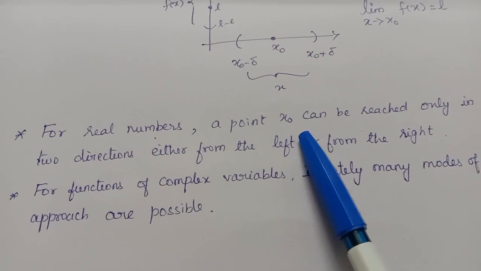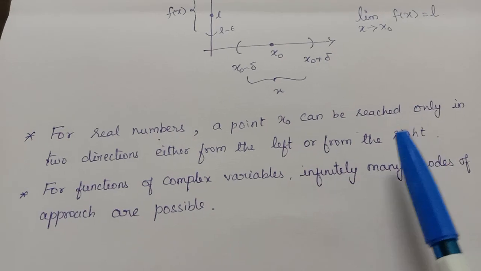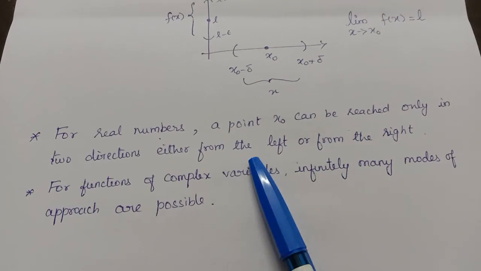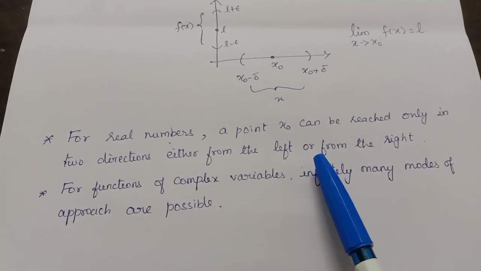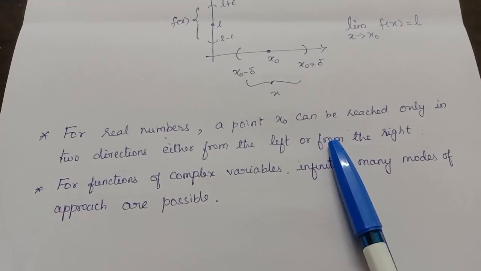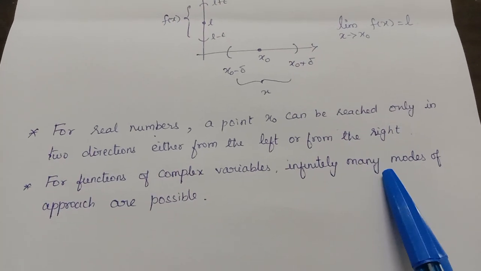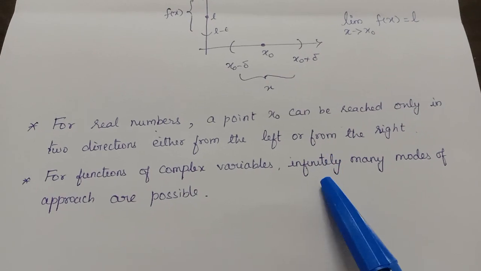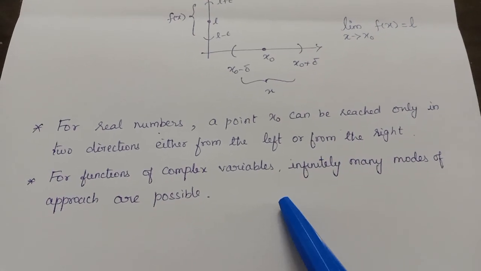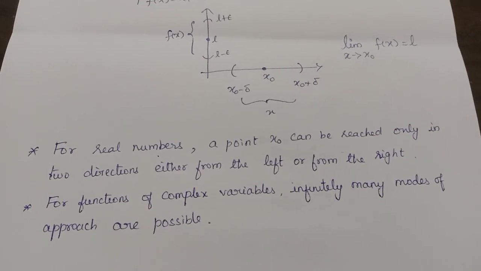For real numbers, a point x naught can be reached only in two directions, either from the left or from the right. So if both the left side limit and right side limit are equal, and it is also equal to the value of the function at that point, then we say the limit exists. For functions of complex variables, infinitely many modes of approach are possible, and the value obtained in all the ways should be equal. Then only we can say the limit of the function exists in the case of the complex plane.